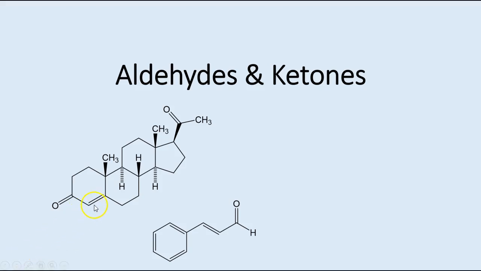And so aldehydes and ketones, I've just shown a couple of interesting representatives of the two classes here. This is a ketone called progesterone. It is a hormone that has to do with pregnancy in females. It actually contains two ketone groups. And then this is an aldehyde called cinnamaldehyde, and it is the major flavor and aroma component of cinnamon.